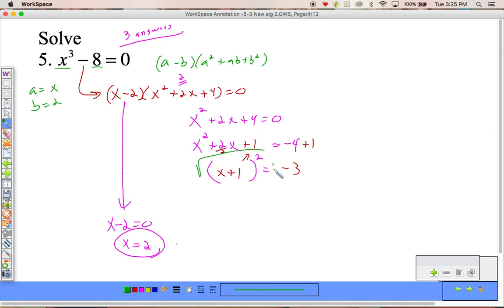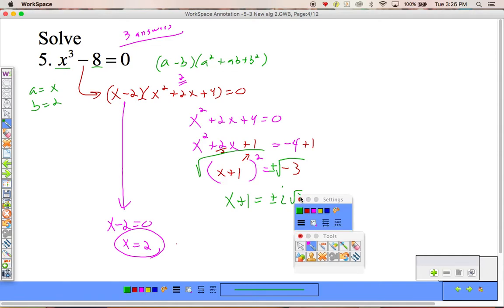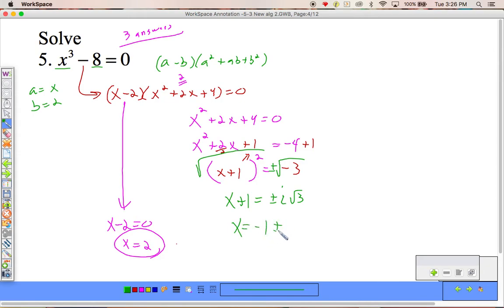Square root the left, plus or minus square root the right, because I always do a plus or minus when I cancel my square. The square root of negative 3, take that i out as I squared to 3. And my last step is I'm going to subtract a 1. There's 2 of my answers, and there's the third. So those are my 3 solutions.